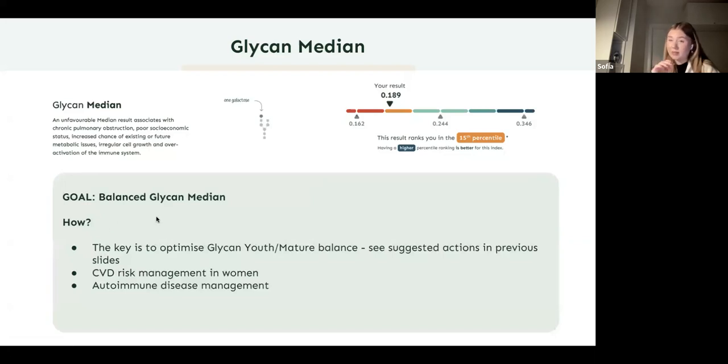So the goal for glycan median is a bit different than to other indexes. So we want a balanced glycan median. And how do we do that? So we would look to optimize glycan mature and youth balance. And you can refer to the other slides to see how we would do that, but we already went through this. So we want a good glycan youth and a good glycan mature, which means we want as much galactosylated glycans as possible. We would also have to do a cardiovascular disease risk management, especially in women, and autoimmune disease management.